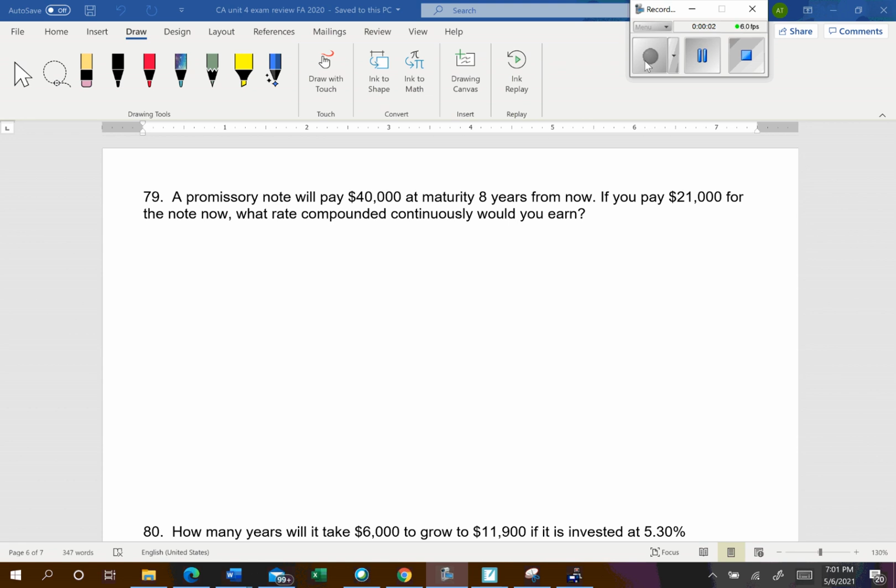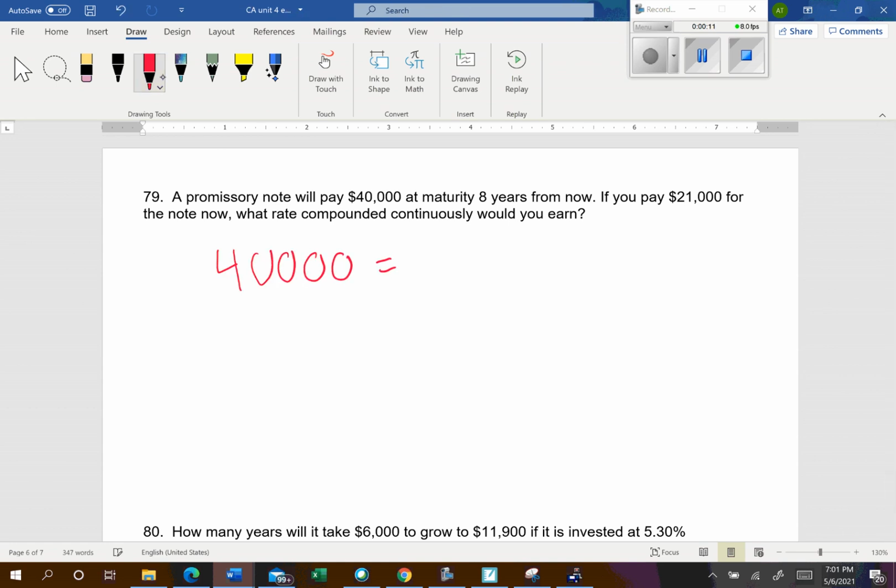Okay, so this is the problem you're asking about. So your accumulated value is going to be 40,000, and you're going to invest 21,000, and then it's continuously compounding. So it's going to be E raised to the rate, which we don't know. So we'll call that R, and then times 8 years.